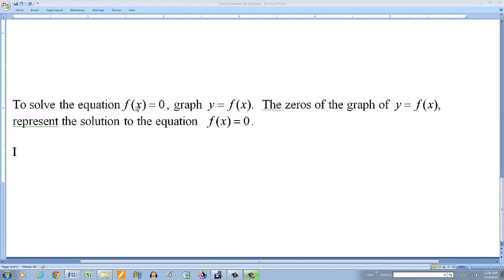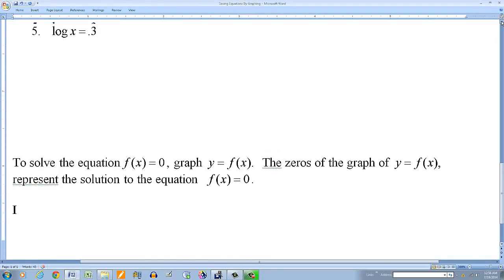It could be a quadratic or what have you. The right side is 0. So in order to solve this, the statement is saying graph y equal f of x, and then the zeros of the graph of this function y equal f of x will represent the solution to the equation. So let's look at an example of what we're stating here.